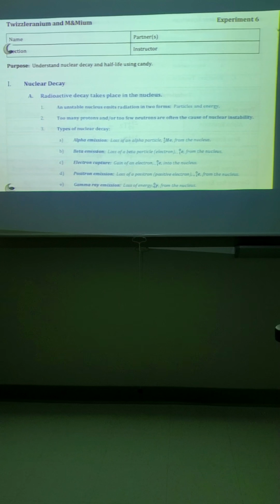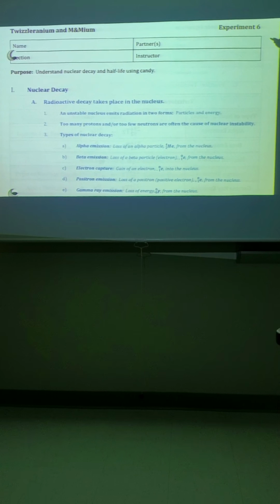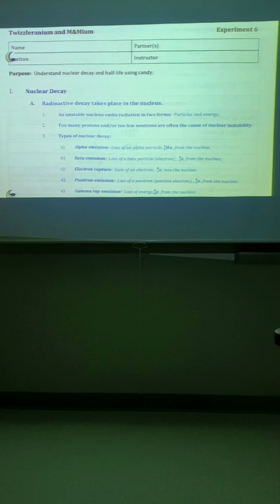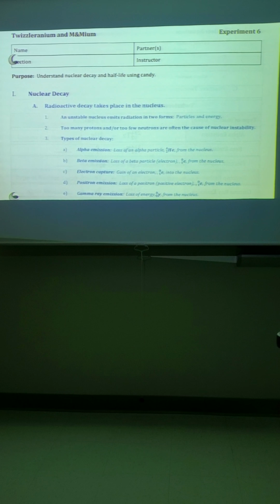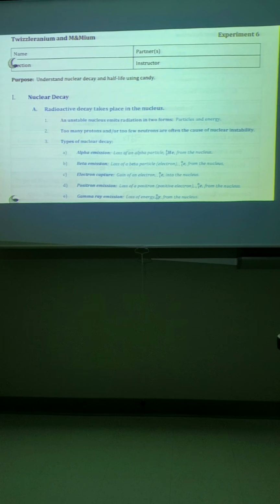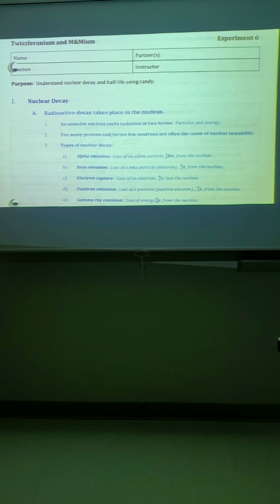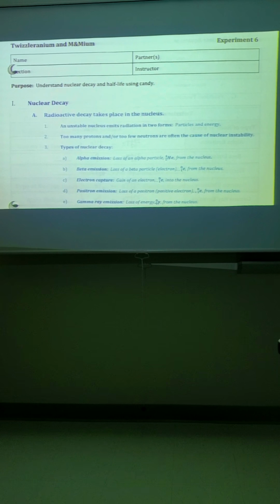Today we're doing experiment 6. This is Twizzleranium and M&Mium. Those are just cute candy isotopes. So today we are using Twizzlers and M&Ms, so if you can find some of those, you can follow along at home. After we get through the busy work, you can pause it and follow along at home if you want. Otherwise, I'll be doing it for you.